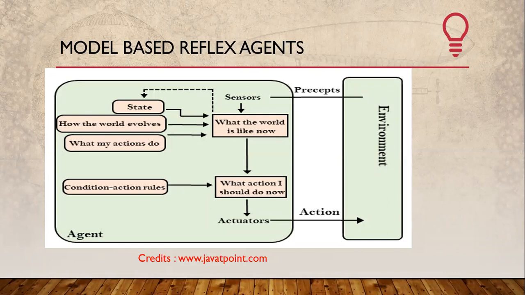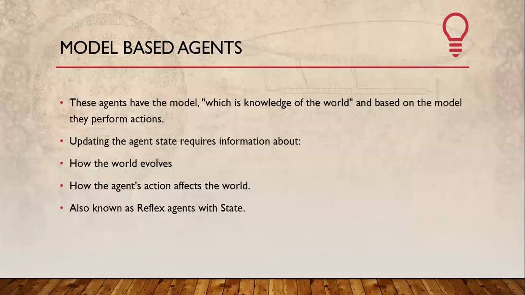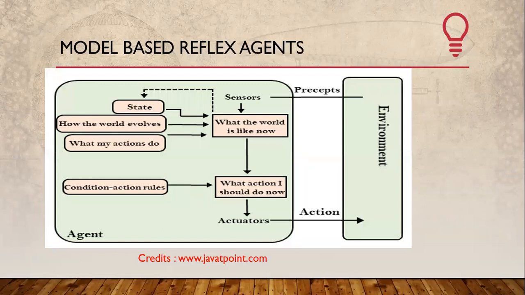Again, if we look here, they have input, they have output, they have condition action rules, but the other important thing on which they work is the state, and the state is defined by how the world evolves and what their actions do. That's why at times they are also known as reflex agents with state, because state is very important for them. So yes students, this is how model based reflex agents look.